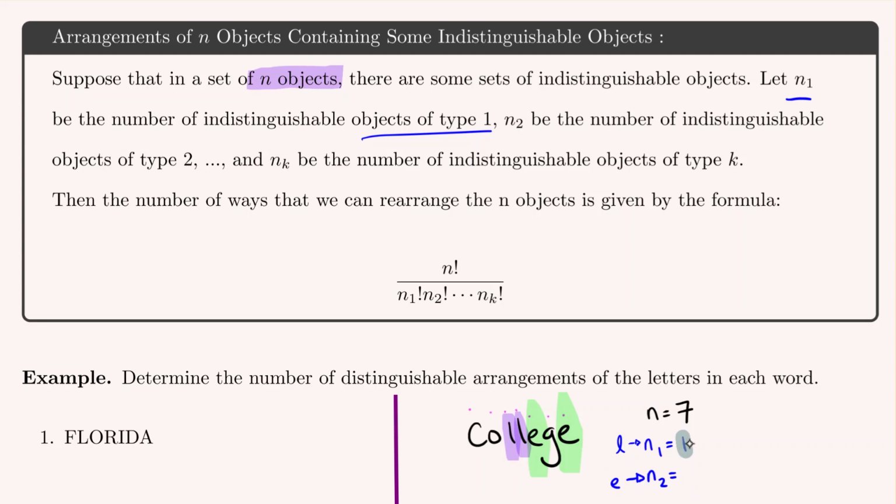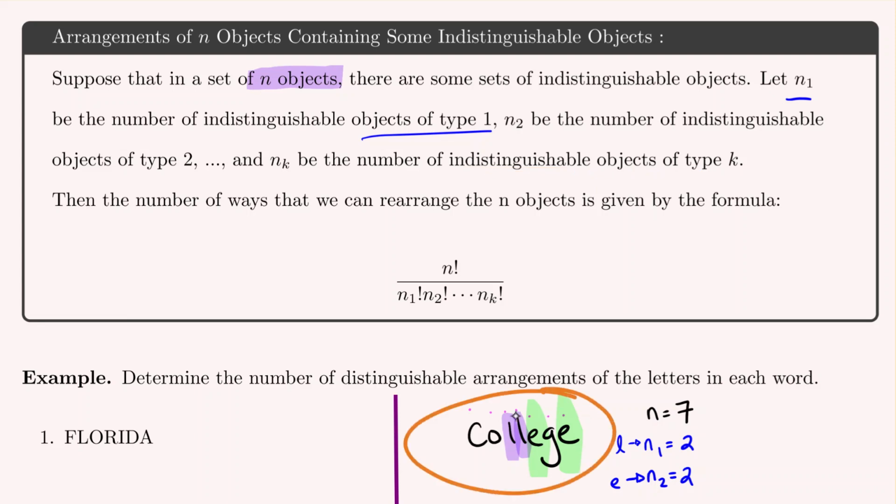And here, I misspoke. It's not that n sub 1 is 1. The L is repeated twice. So n sub 1 is 2, because the L appears twice. The E also appears twice. So n sub 2 is 2. Now, no other letter is repeated. C is by itself, O is by itself, G is by itself. So in this particular example, we would only have up to n sub 1, n sub 2. But you could have as many repeated objects as possible. You would just list it out.